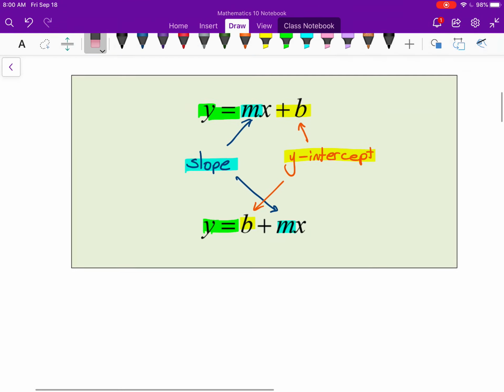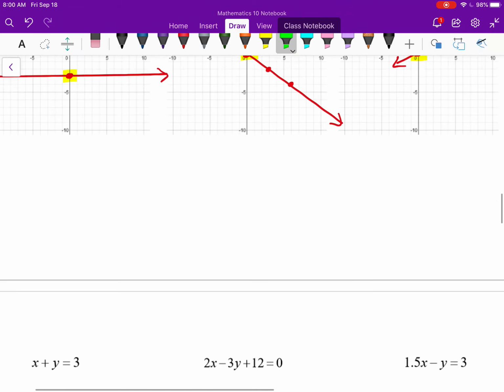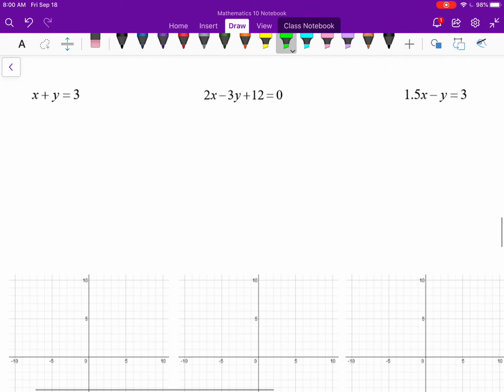Remember, if I go back to the very start, when a linear equation is solved for y, then you can just look at it and see the slope and the y-intercept like I've been doing for the last 5-10 minutes. If it's solved for y, you should have an equation where y is isolated on one side all by itself. That's not the case with any of these. On none of them is y all by itself. So first, I need to isolate y. I need to find a way algebraically to get y by itself.